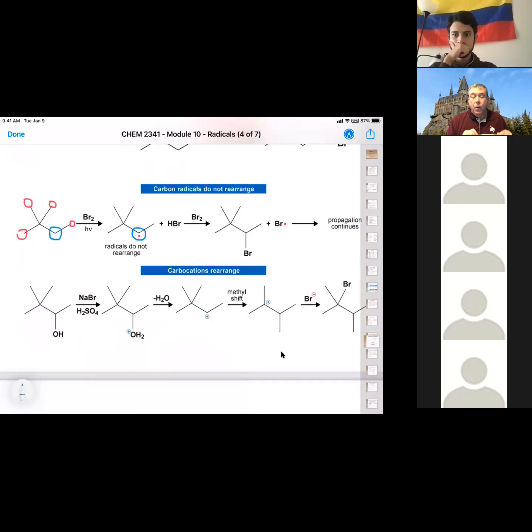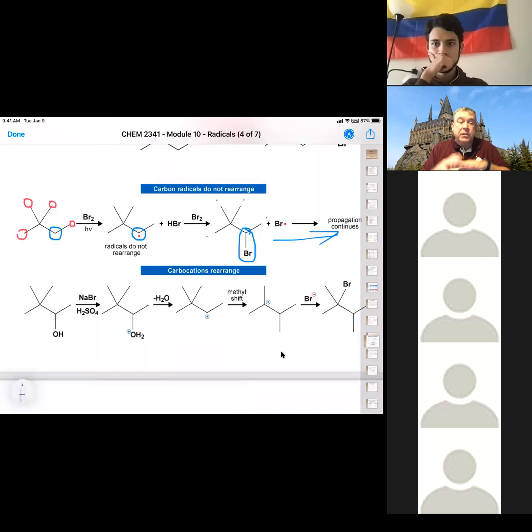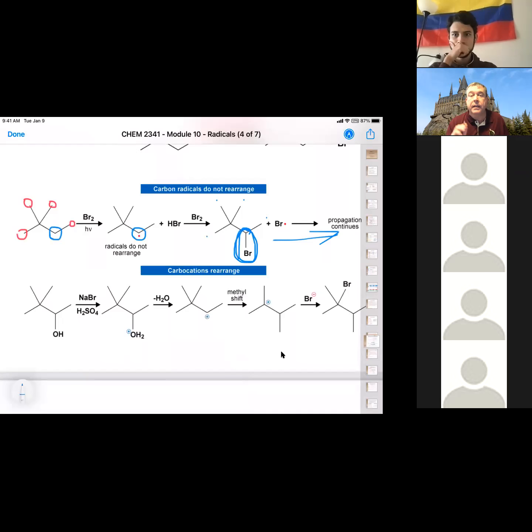Radicals do not rearrange. Therefore, our new sigma bond with our bromine is going to give us the secondary bromide and then a radical, and it continues on and on. We're going to get a little bit of bromination here, 8% total, but most of the bromination we're going to get is right here at that secondary carbon.